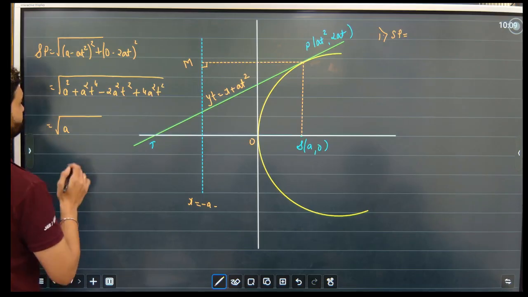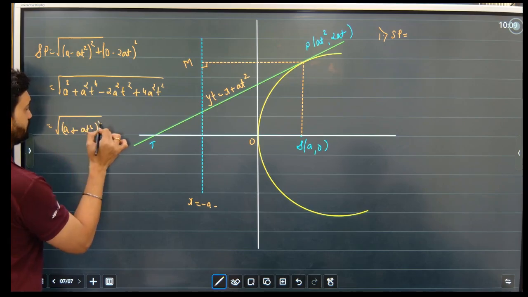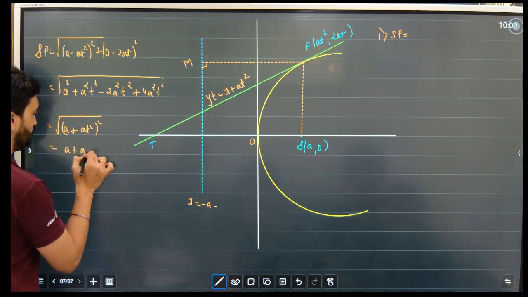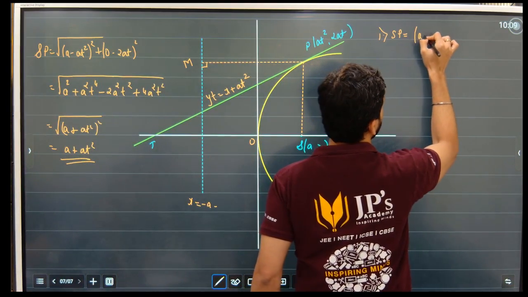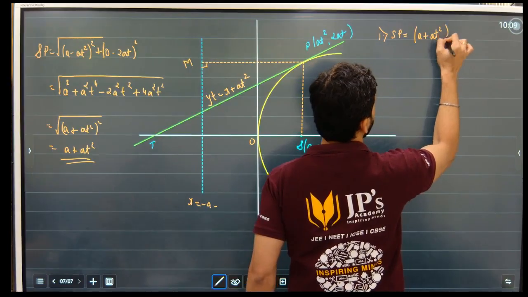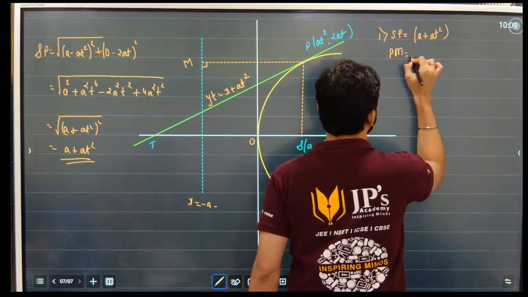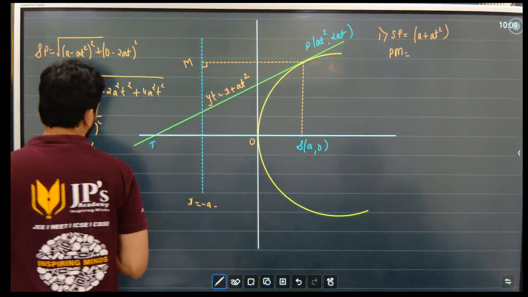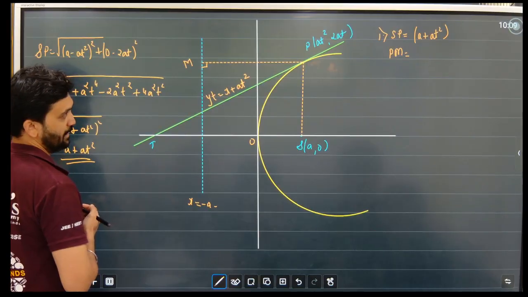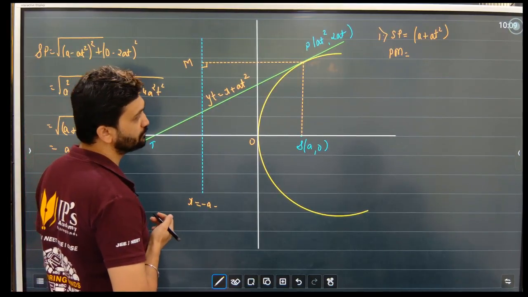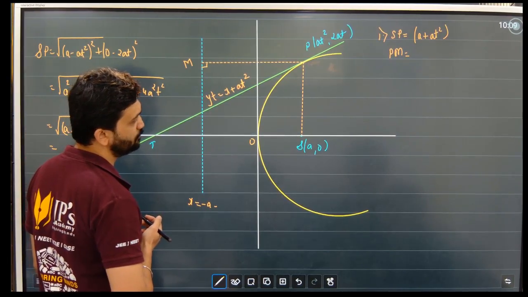What will this become? (a plus at²) the whole square, which will become a plus at². So I know the value of SP is a plus at². Can you tell me what is the value of PM? What is the value of PM? By the focus directrix property, SP is equal to?